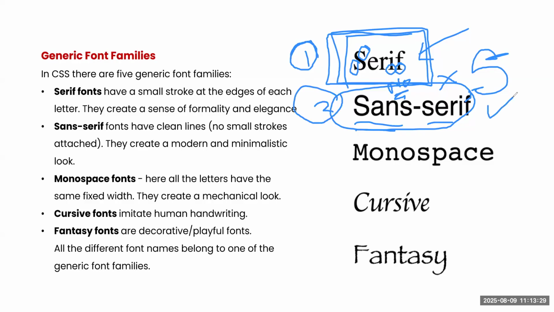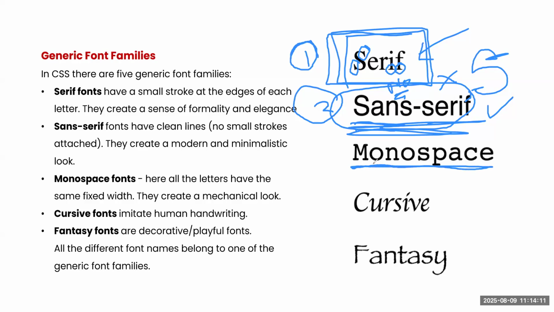Why was sans serif introduced? Because of these digital screens. Sans serif was introduced for digital screens. Why? The reason behind that is people have difficulty reading serif fonts on digital screens. So the sans serif font was introduced.